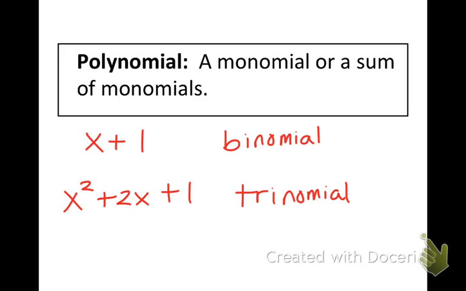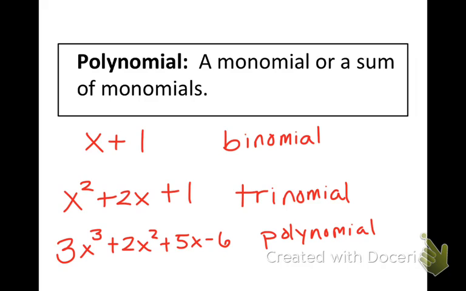Anything beyond 3, so if we had 3x to the third plus 2x squared plus 5x minus 6, how many monomials do we have? 4. So anything beyond trinomial, we'll just say that it is a polynomial with 4 terms, or a polynomial with 5 terms, or a polynomial with 6 terms. Okay? So if it goes beyond trinomial, just state it's a polynomial with this many terms.